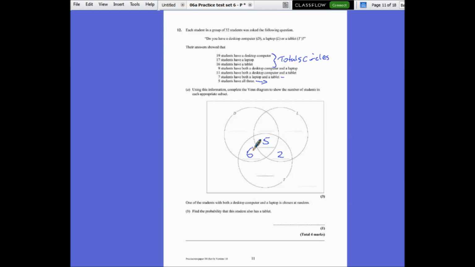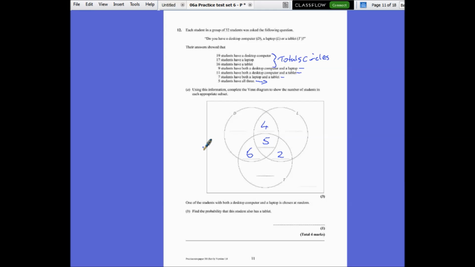The last one we can look at is that 9 students have both a desktop and a laptop. So there are 5 students already that we know have a desktop and a laptop that have also a tablet. So there must be a remaining 4 students that have just the 2. We can only use the top 3 statements to work out the rest.